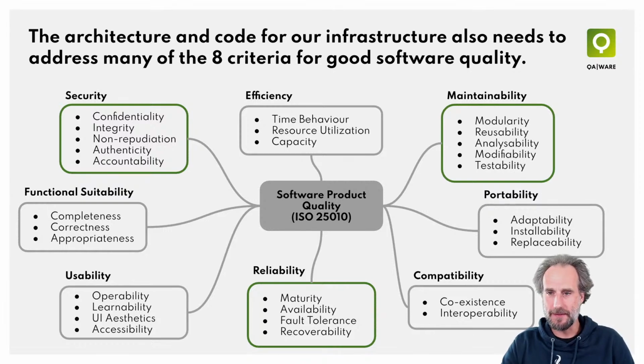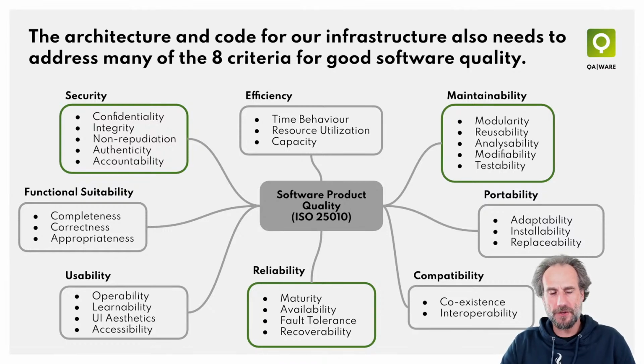Like maintainability. That's the main quality attribute we software engineers usually like to think about. So with maintainability, you talk about modularity and reusability and modifiability and also testability, right? And I would say maintainability is a big thing when you talk about infrastructure code. Efficiency, portability, compatibility, suitability, usability, so many more of the ilities.